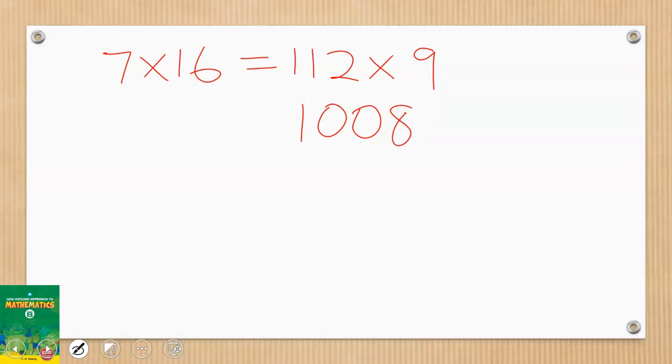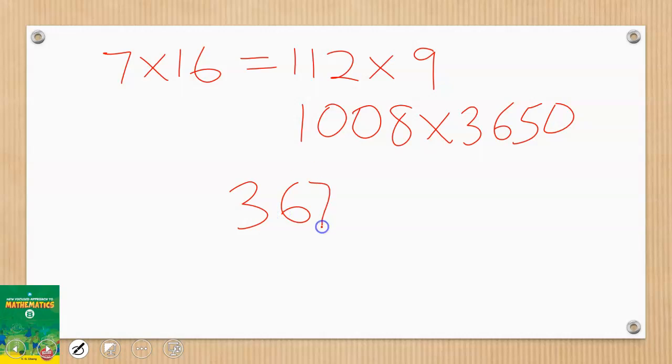That will give us 1,008. How many students do we have for the boarders entirely? It is 3,650. So we multiply this 1,008 by 3,650, and of course that is going to give us a huge number, 3,679,200. This is how much they will spend on boarders for 16 weeks, only the boarders alone for 16 weeks, right?